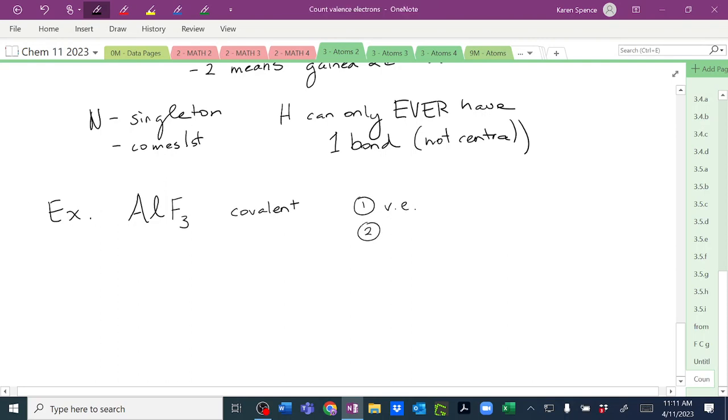Until you've memorized them, I would advise you write the steps over to the right. So it's valence electrons, skeleton structure, lone pairs, count and check. And we'll go past there soon, but not just yet.